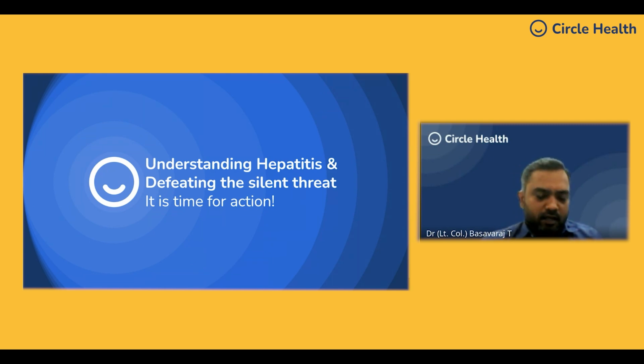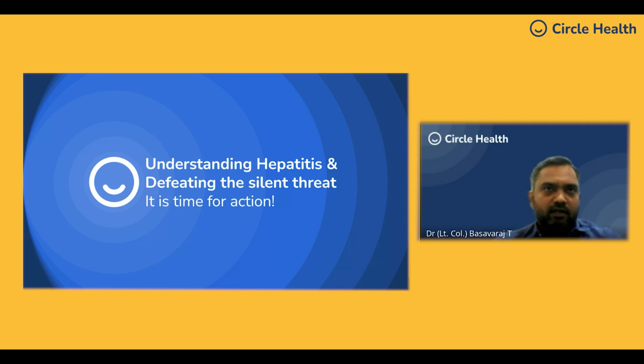important. As we go, we'll come to know what the types of hepatitis are. We'll say what the causes of hepatitis are, how we can prevent them, what the treatment is, what investigations are available, and what we should be doing as individuals and as a community. This year's theme for Hepatitis Day is: it is time for action.